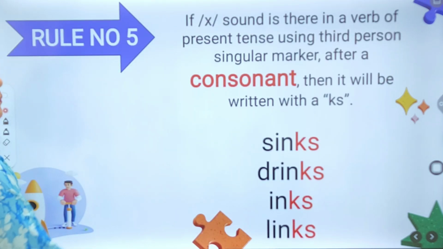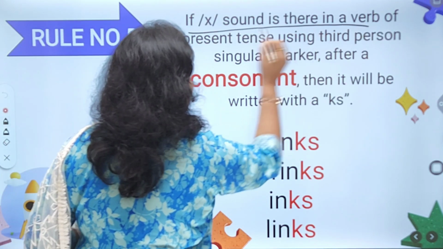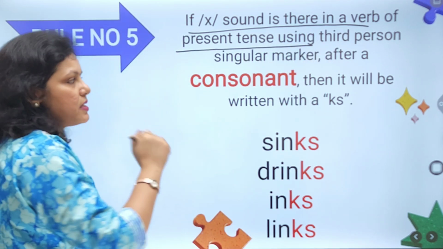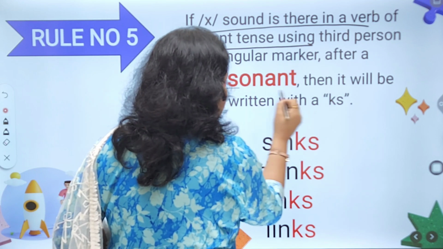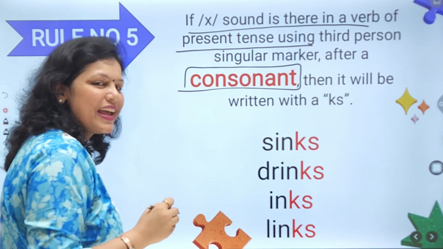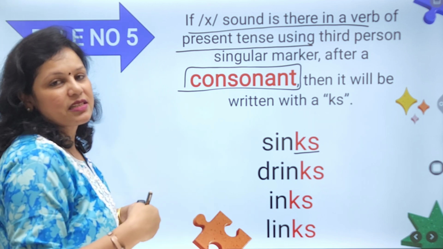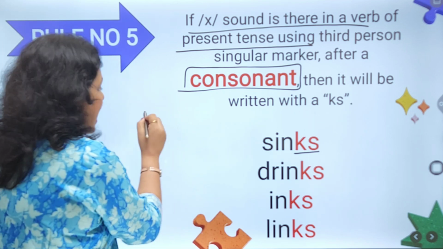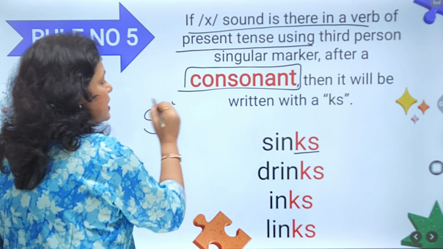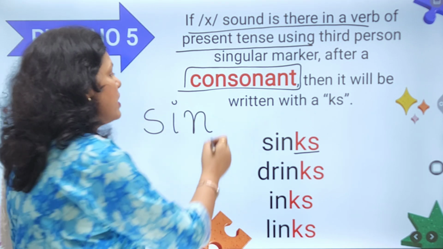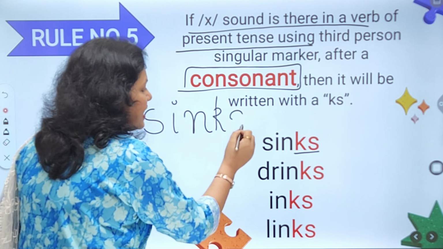If the X sound is there in a verb of present tense, there are two cases. Present tense and it is followed by a consonant. Then what will you write? You will write KS, and that is what I discussed in the previous rule also. It is a consonant sound, and that is why you will write KS.